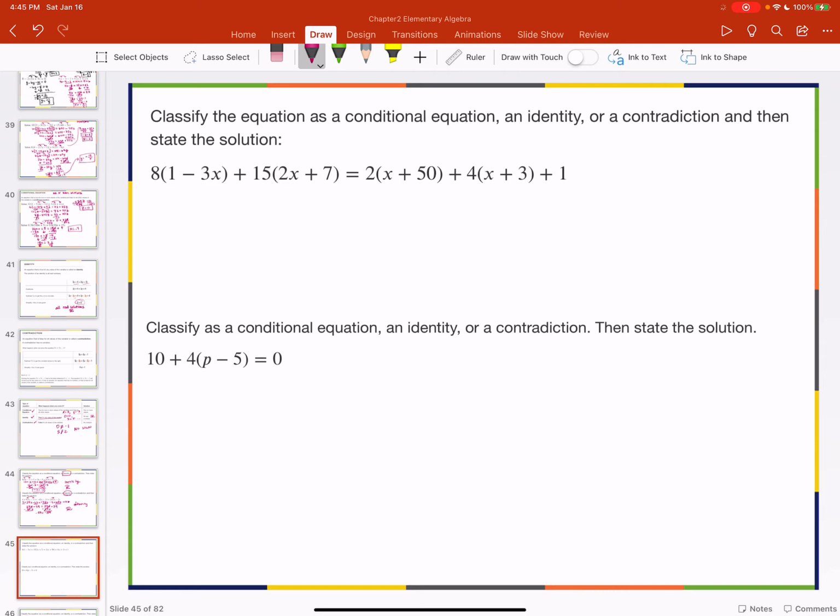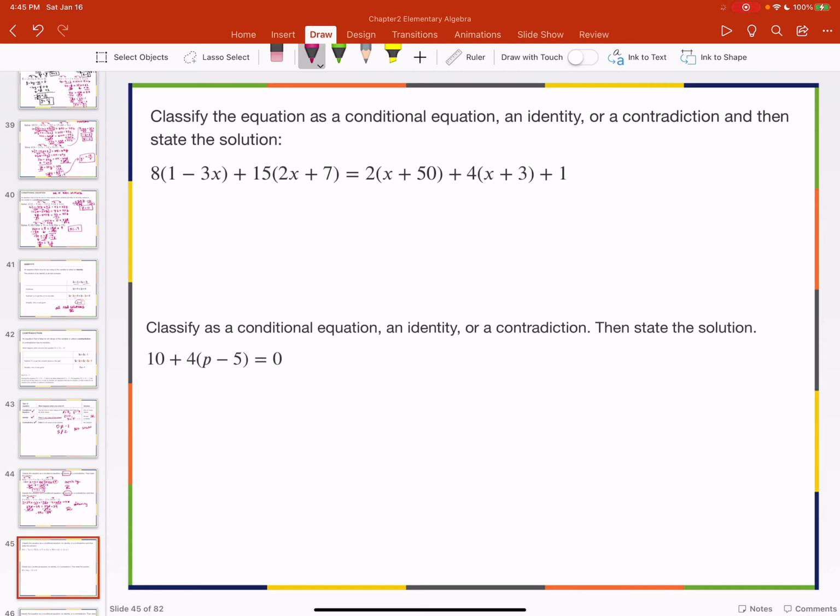Okay, so let's see here. We're going to say if it's a conditional, identity, or contradiction. So let's distribute. We have 8 minus 24x plus, let's distribute 30x plus, and what's 15 times 7, 105. Is equal to, and then distributing the 2, 2x plus 100 plus distributing this 4, 4x plus 12 plus 1.